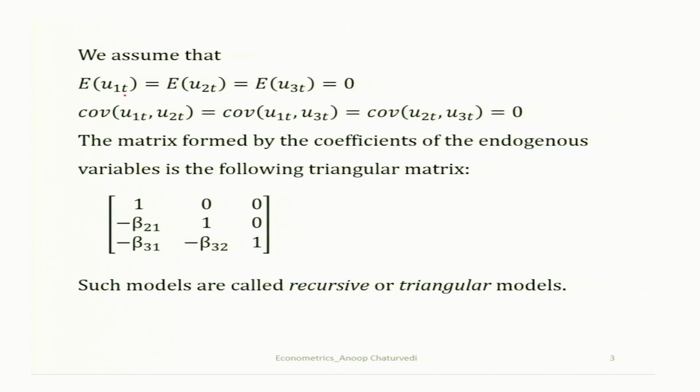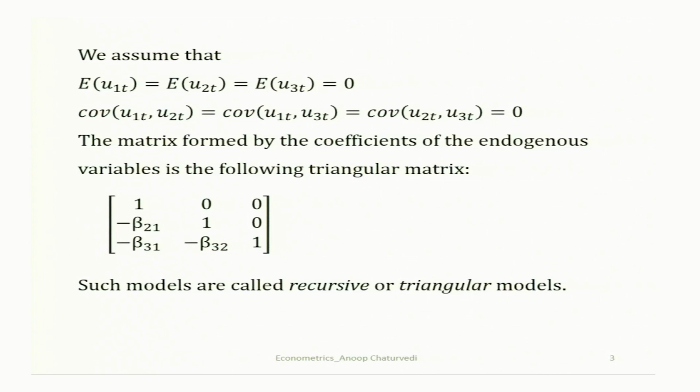Now, suppose we assume that expectation of u 1 t is equal to expectation of u 2 t is equal to expectation of u 3 t is equal to 0. Then covariance between u 1 t and u 2 t is equal to 0, covariance between u 1 t and u 3 t is 0, covariance between u 2 t and u 3 t is 0. So, all the 3 equations have uncorrelated disturbances.